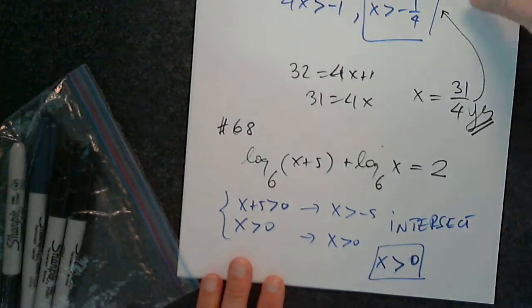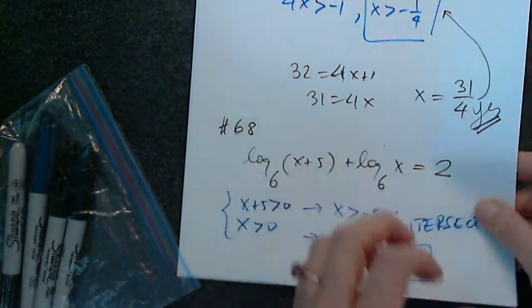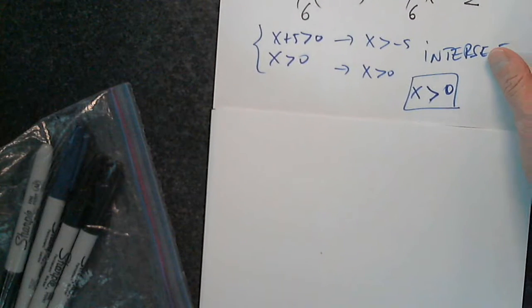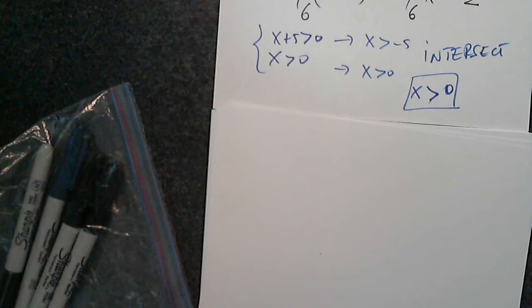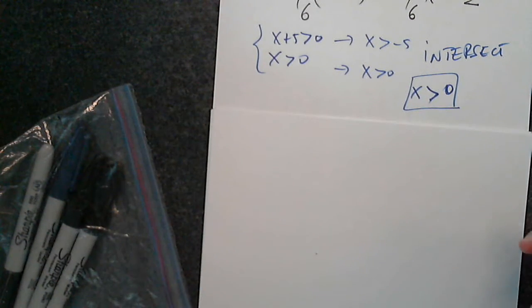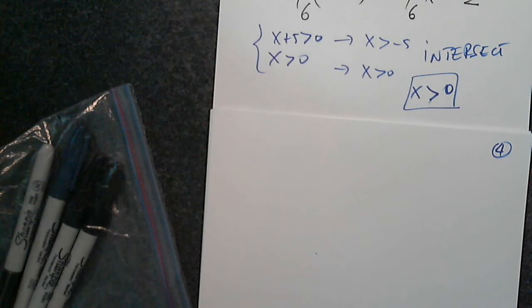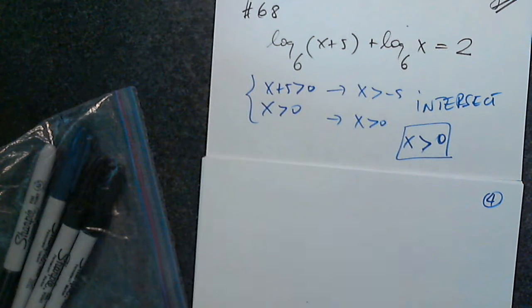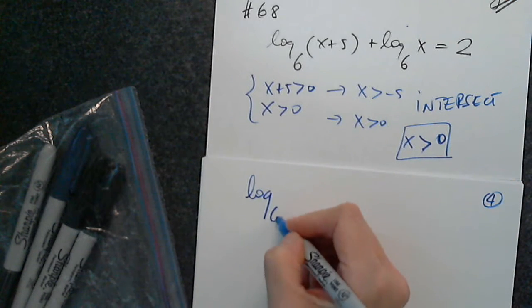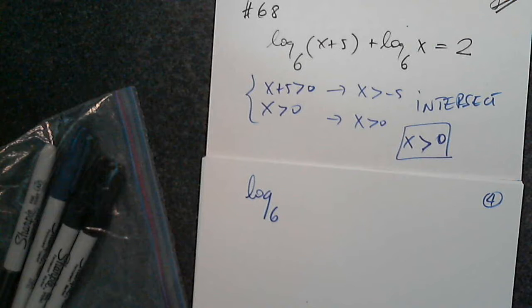Good. Now we are going to condense. That's why in the previous section, we looked at condensing and expanding. So just tell me, how would you condense the left-hand side? We have a sum of two logs in the same base. How do we condense? Log base 6 applied to x times x plus 5.